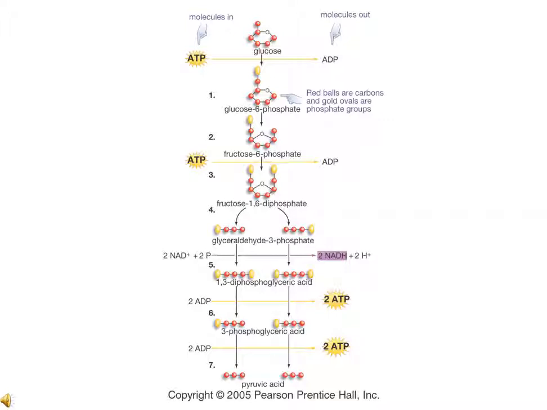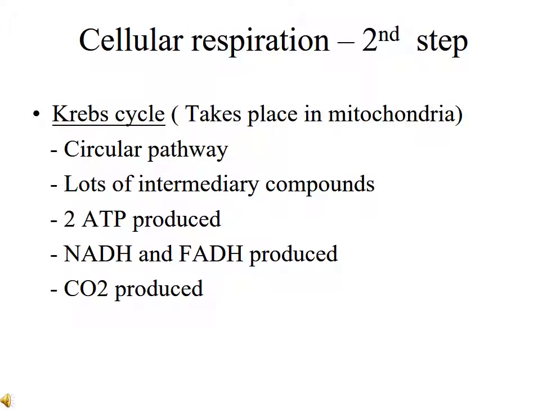Now catch your breath for a second, get some energy, and let's go on a little further here. Cellular respiration, second step, is the Krebs cycle. Now this takes place in the mighty mitochondria. This is a circular pathway where we take the pyruvic acid, modify it, and plug it into a circular pathway that leads into a lot of intermediary compounds that are important in a variety of chemical reactions that occur in an organism.